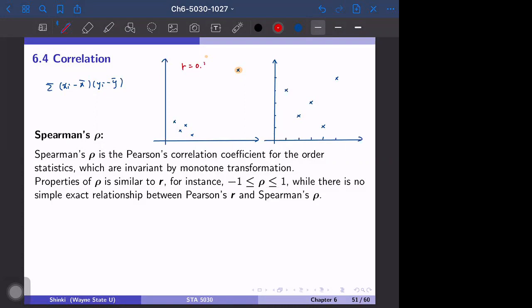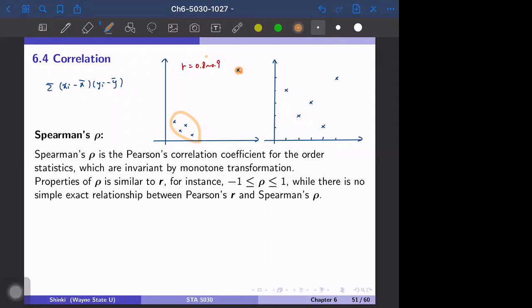But this is inappropriate, because if we see just these 4 observations, they have a negative relationship. Just this one very large observation makes the correlation coefficient very high. So the idea of Spearman's rho is to avoid this kind of too much influence from an outlier.